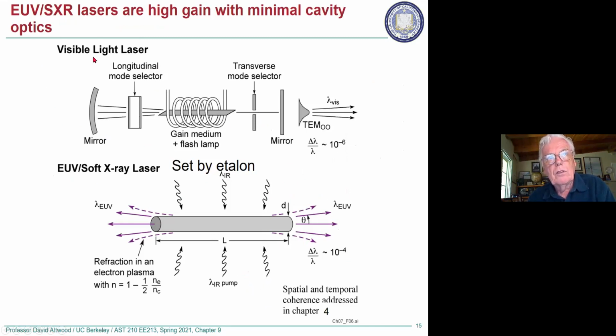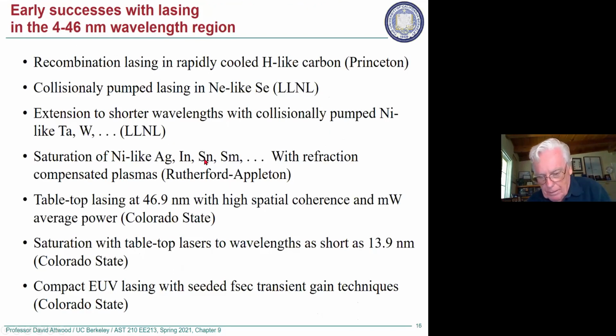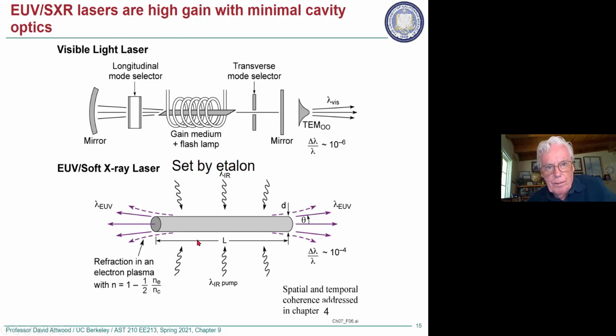So now this is to compare the visible laser light we've just been talking about with an EUV laser, or you might even call it a soft X-ray laser, although there have been some lasers at truly soft X-ray wavelengths as we would think of soft X-rays, but they're few and far between, and most of them don't operate anymore. This thing set by the etalon, I think that's just a statement that's in the wrong place. But here's our EUV laser, and it's similar.